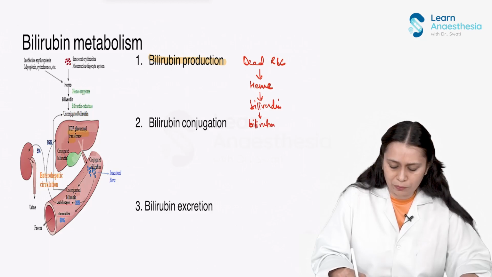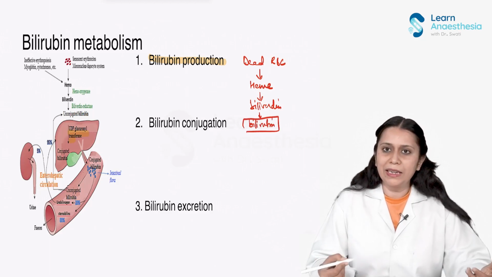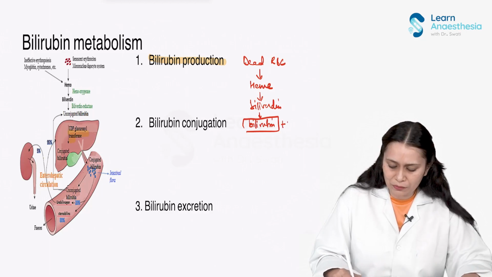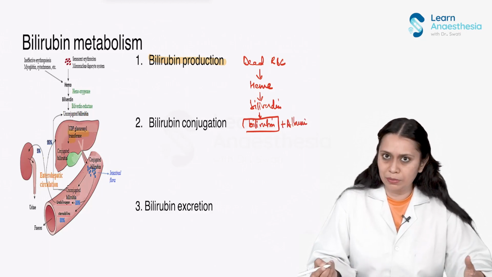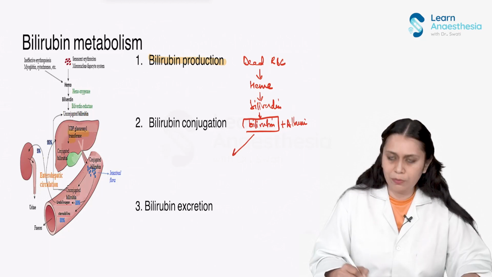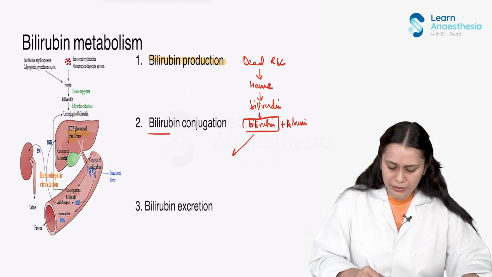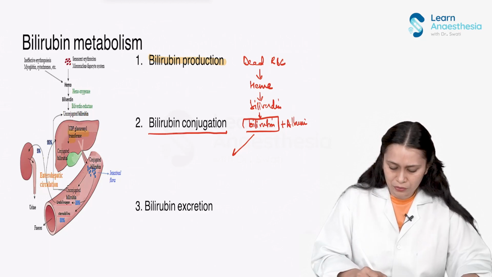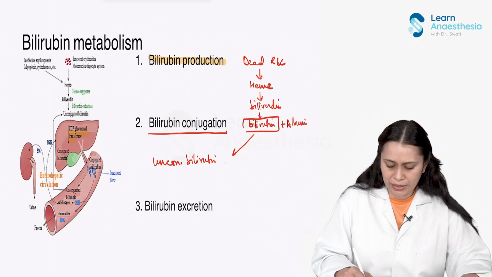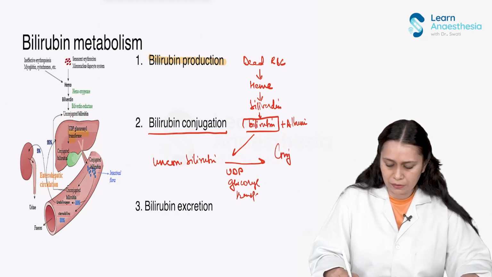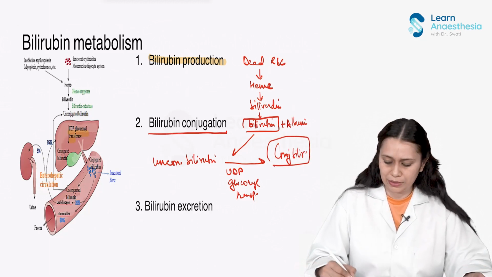And this heme is converted into biliverdin and into bilirubin. Okay. So this bilirubin, as I said, is insoluble. So this combines with albumin in the serum, and now it is absorbed by the liver. So in the liver, the conjugation happens. So this unconjugated bilirubin is conjugated in the liver by UDP glucuronyl transferase into conjugated bilirubin. Okay.